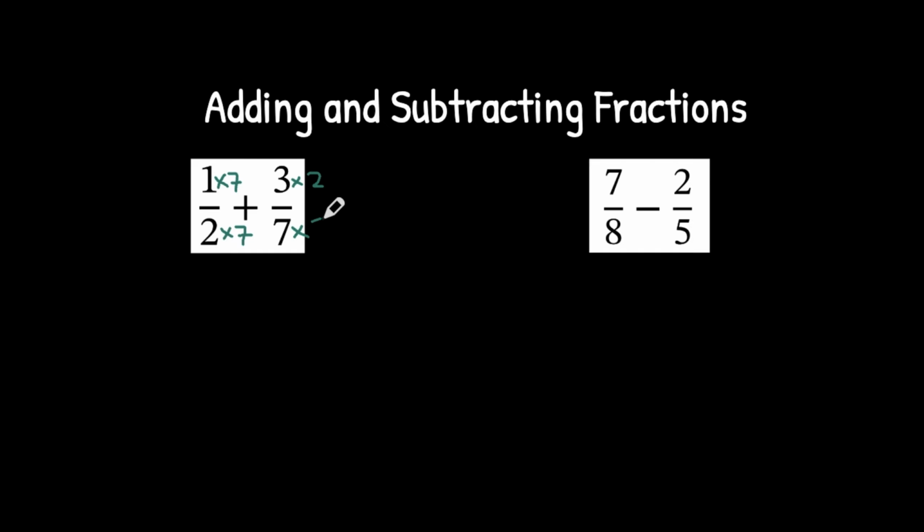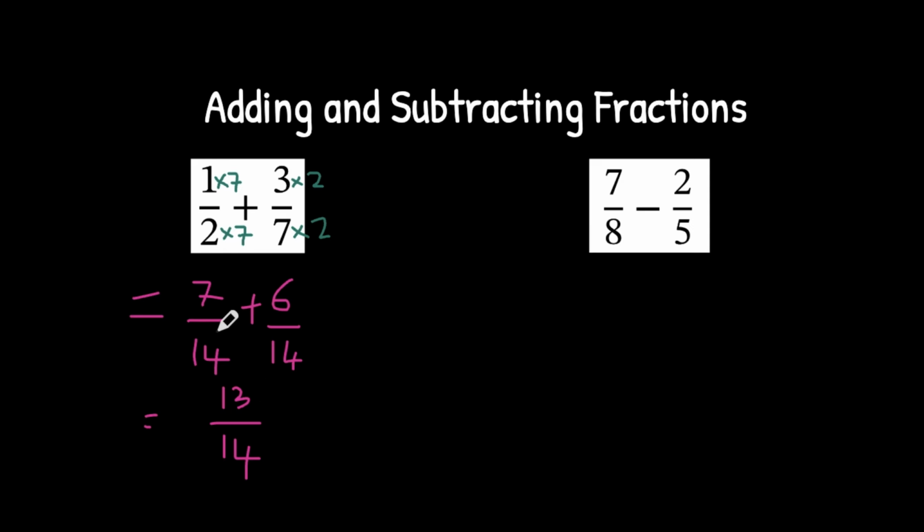So now, the revised version is that 1 times 7 is 7 over 2 times 7 is 14, plus 3 times 2 is 6 over 7 times 2 is 14. So now, when the bottoms are the same, the answer will also still have the same bottom. So what you have to do is add the tops, or the numerators officially. So 7 plus 6 is 13. And that is our answer.